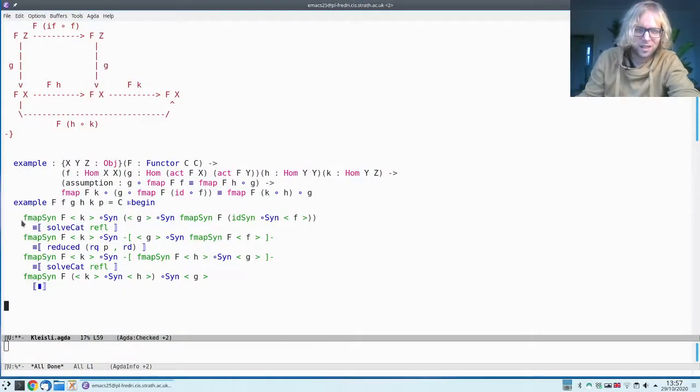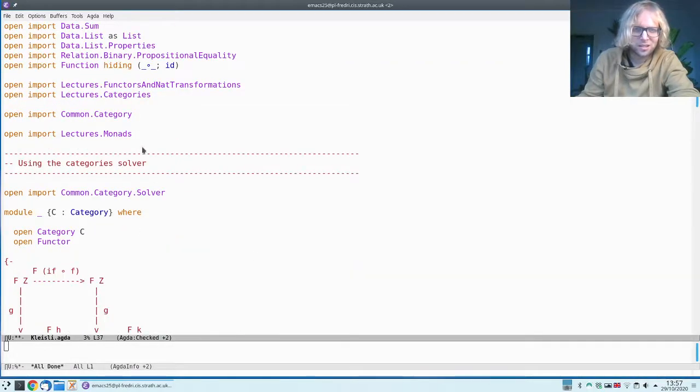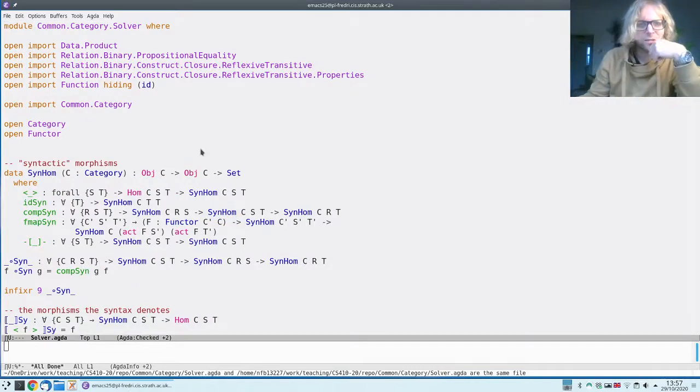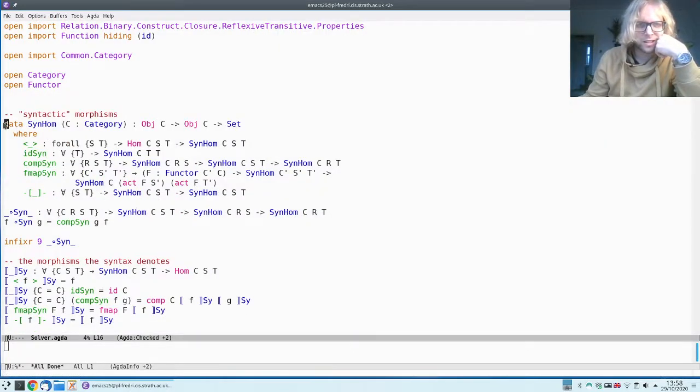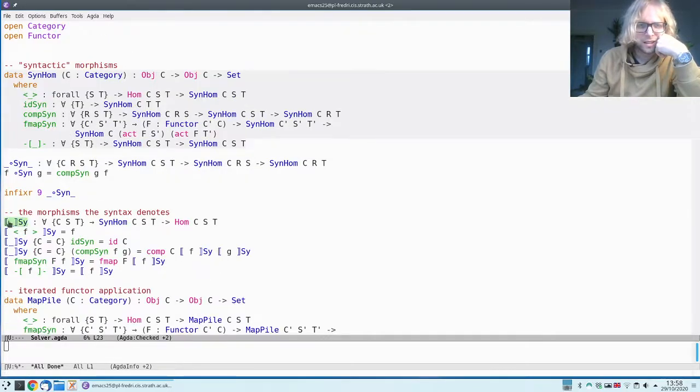So we have the solver that helps us prove equations like this. And let's go and take a look at what the solver actually does. So the main idea is as follows: we're going to define a syntactic notion of morphisms and then interpret it back into real morphisms. But the point is that these syntactic morphisms are something we can manipulate easily because they're just syntax.